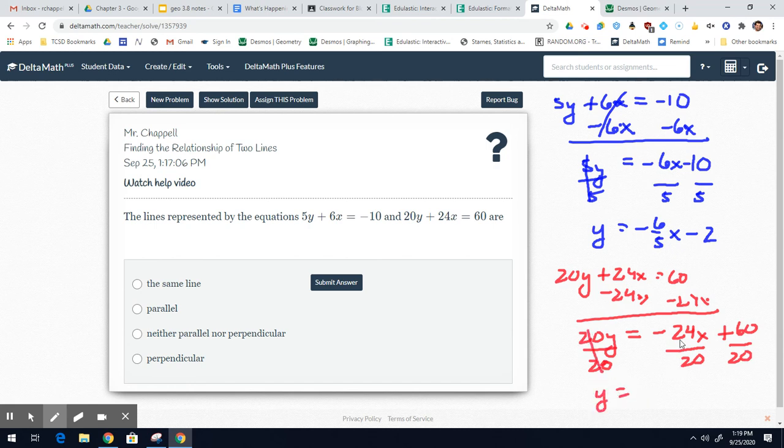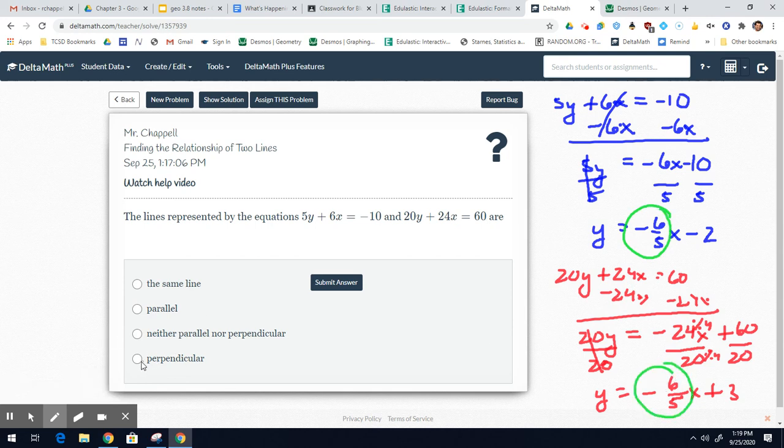Now, negative 24 and positive 20 will be a negative. 24 and 20 are both divisible by 4. So if you divide them both by 4, you get 6/5 x. And then 60 divided by 20 is positive 3. So now if you look, these have the same slope. They both have a slope of negative 6/5.